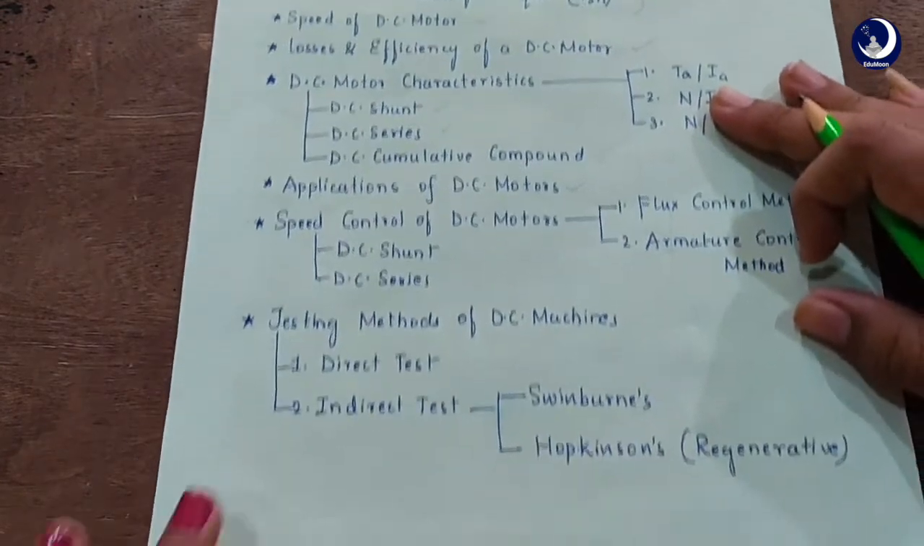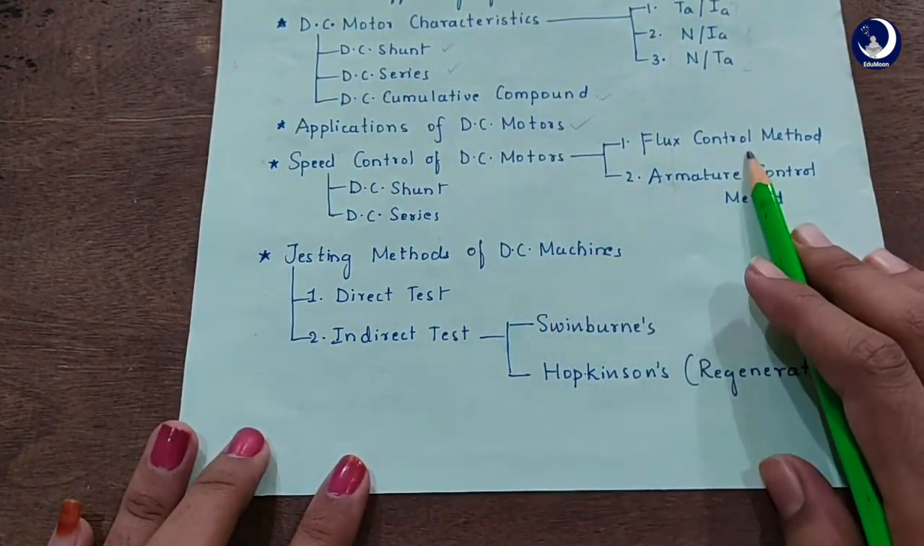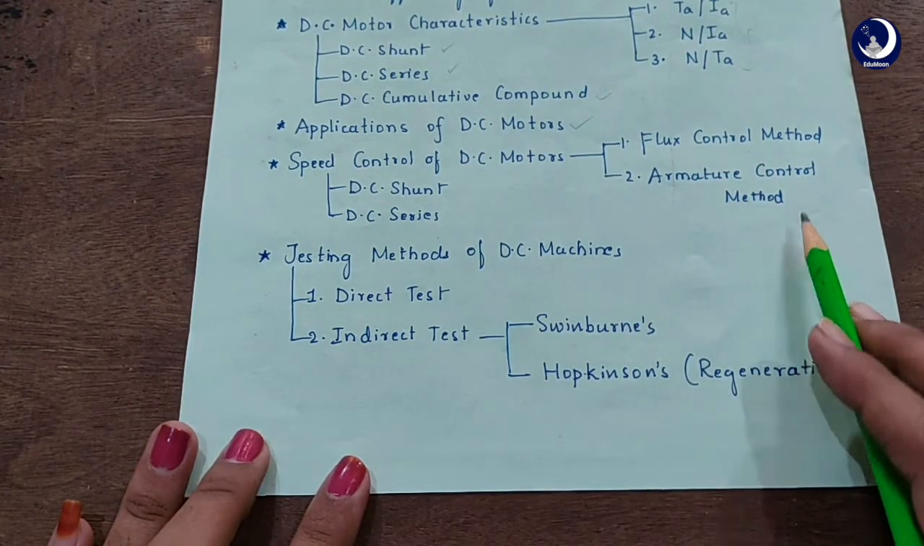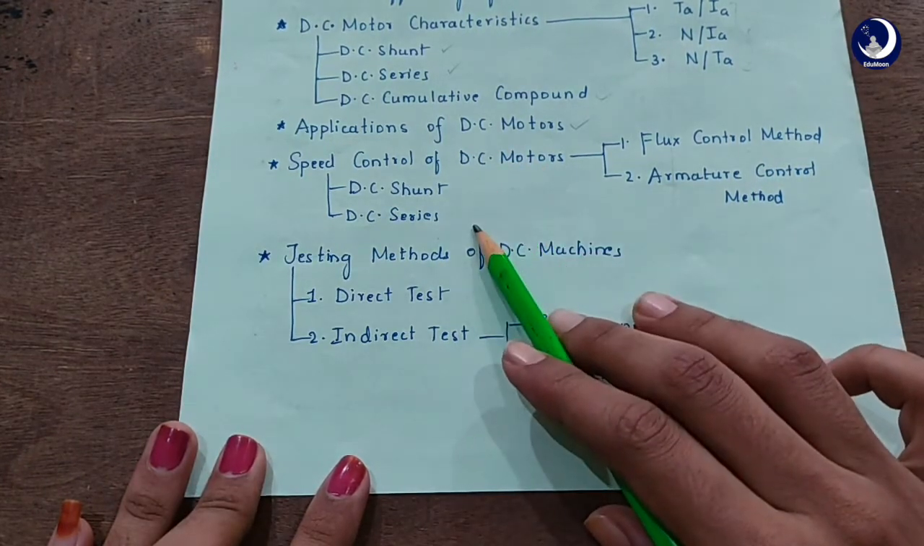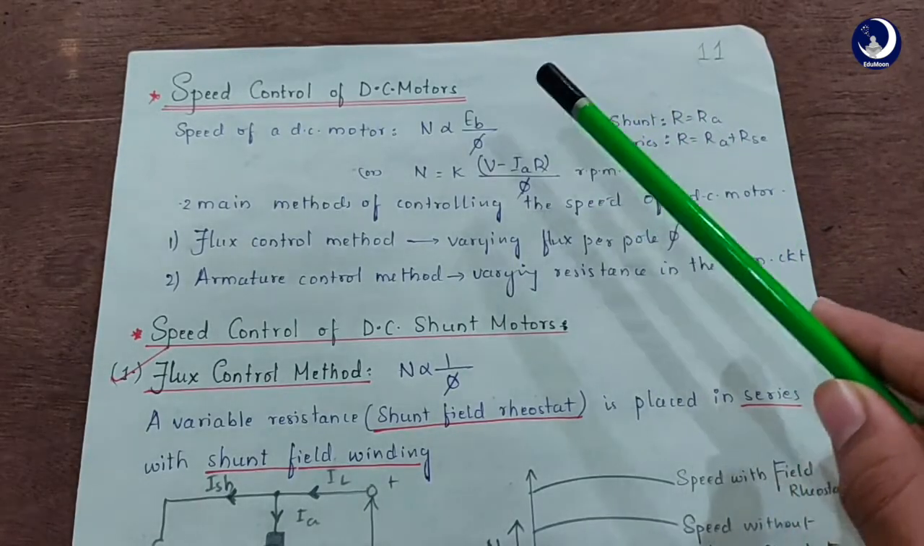In this lecture, we are going to study the speed control of DC motors, that is the flux control method and the armature control method for DC shunt and DC series motors. So, the speed control of DC motors.